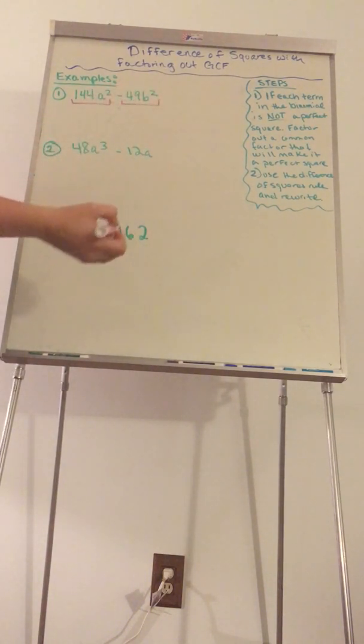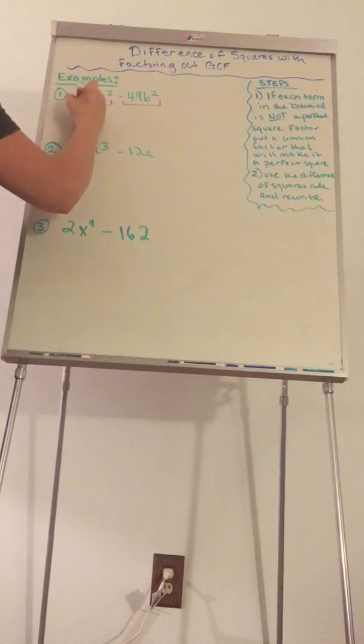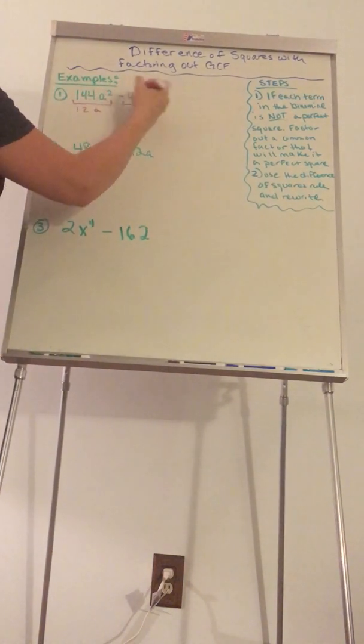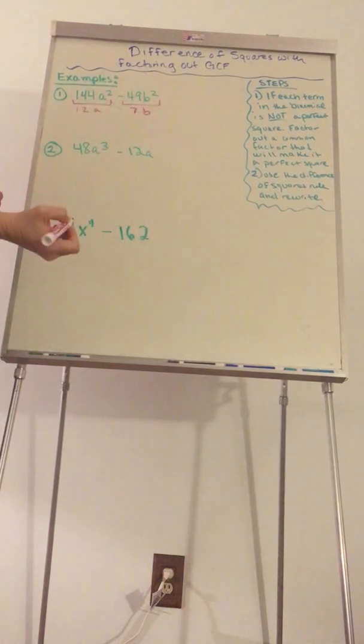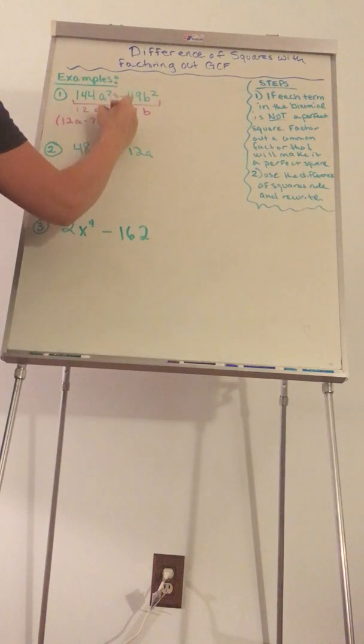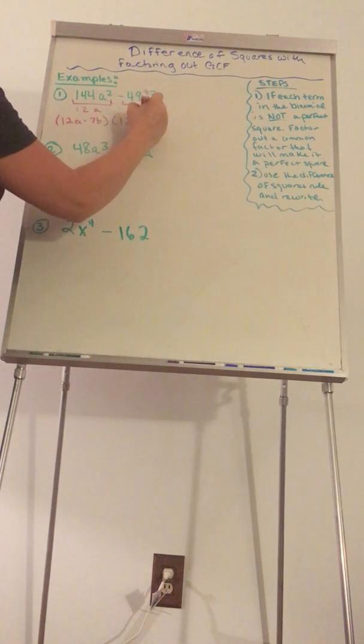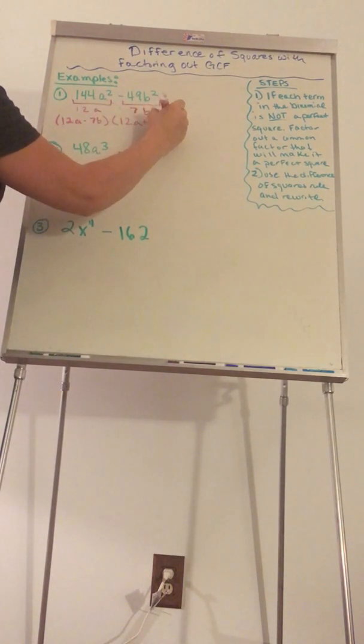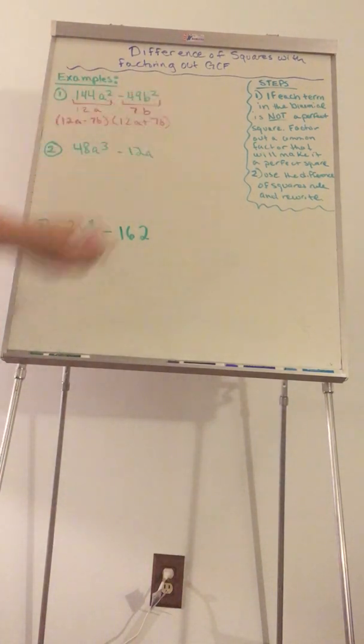So if you recall, the way I write this is I take the square root, and I have 12a and then 7b. Then I write it like this. It will be 12a minus 7b times 12a plus 7b. That's the form that you write it in.